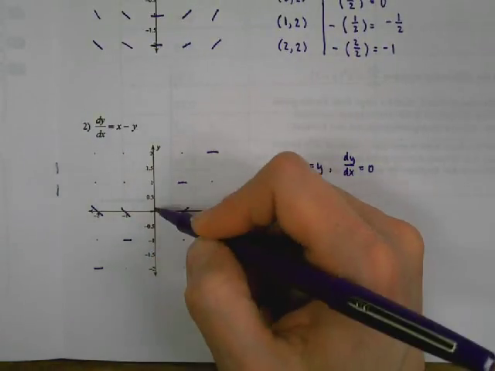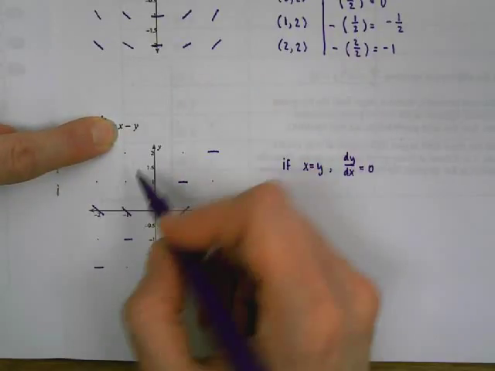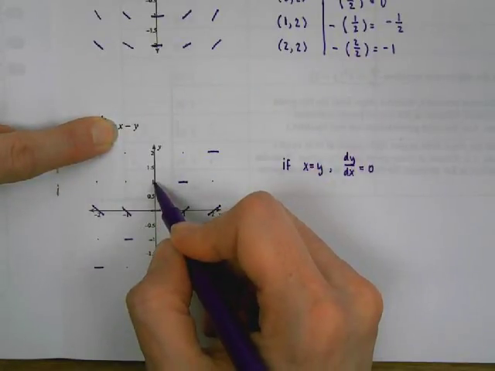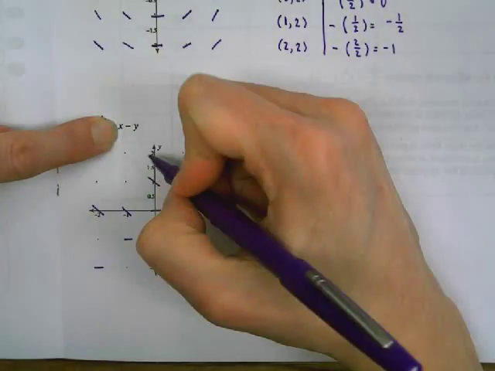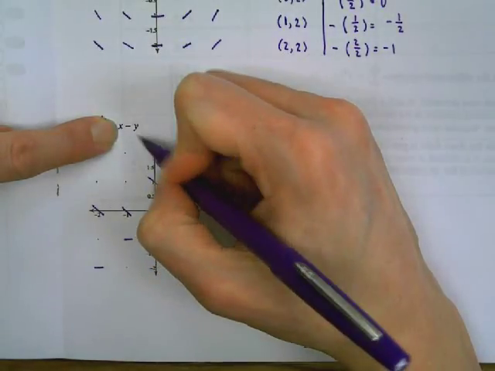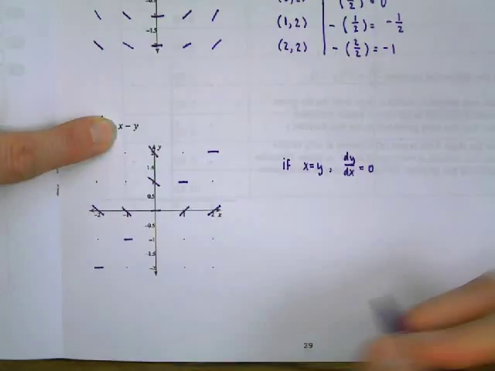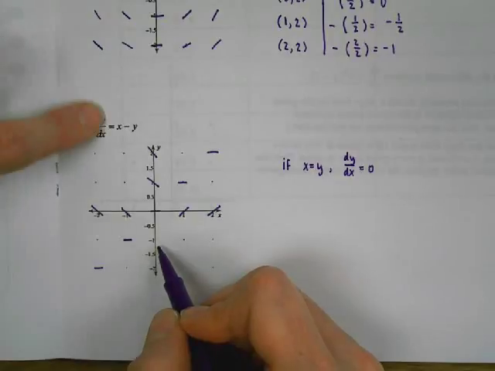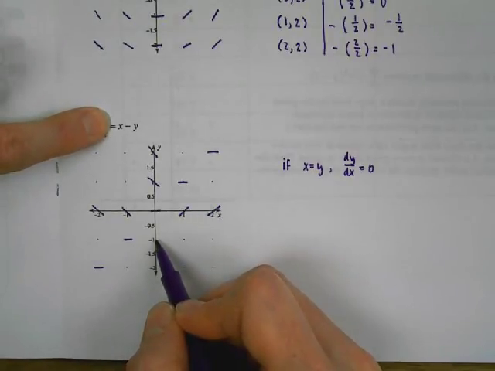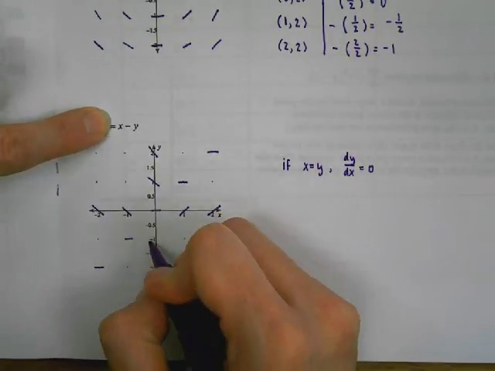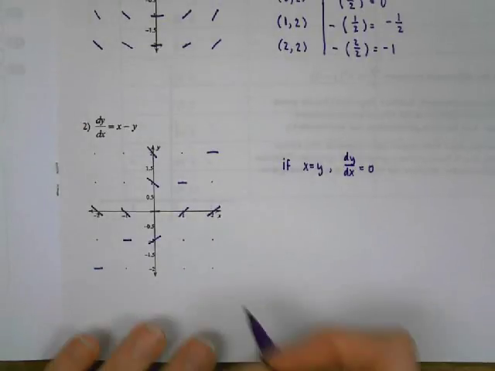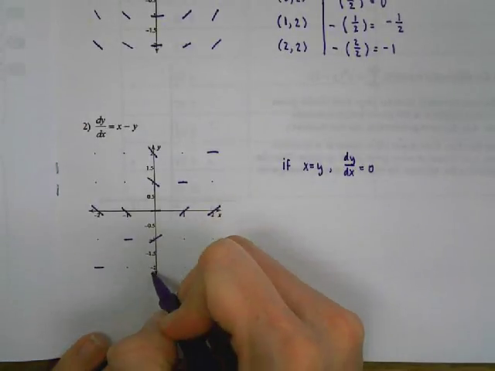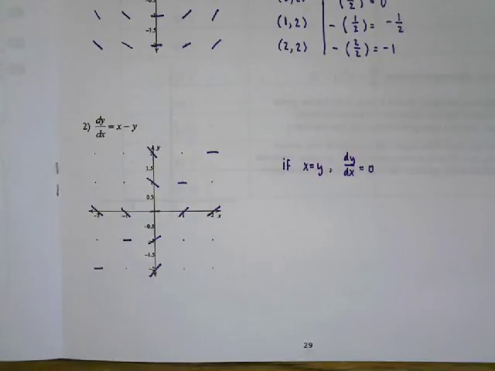Okay, and then I can work along the y-axis. Now I know x is 0. So here if I have y is 1, I have 0 minus 1 gives me a negative 1. Now I have 0 minus 2 is a negative 2. Now down here my x is still 0. Now I have 0 minus a negative 1. That's going to be a slope of positive 1. And then 0 minus a negative 2 gives me a slope of positive 2.